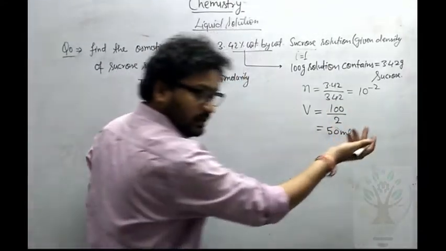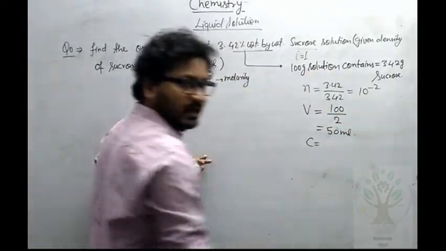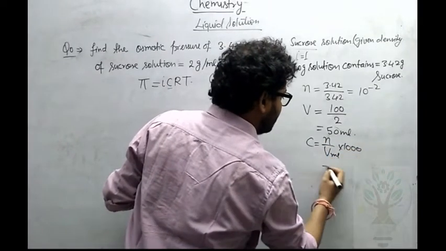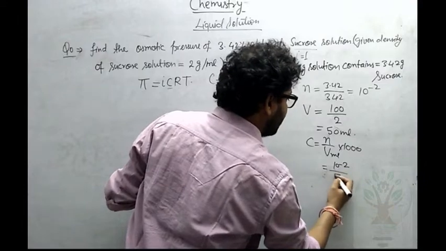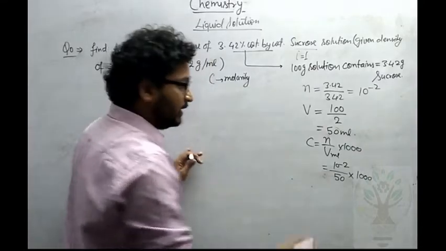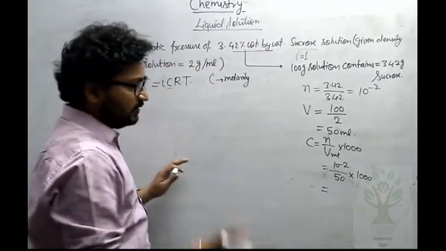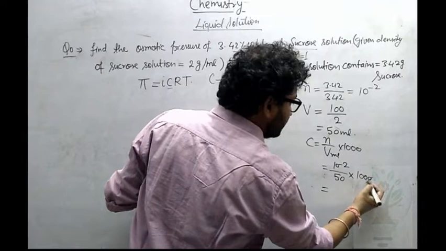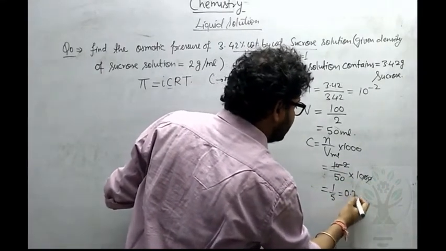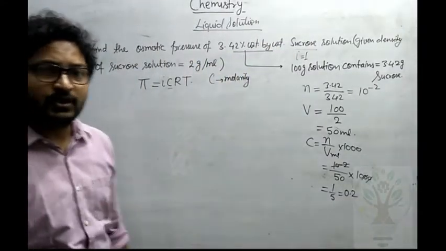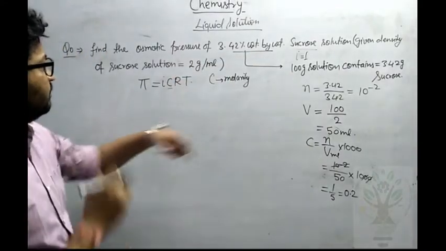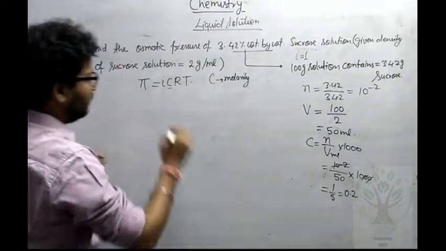Now let's find the molarity. Molarity will be moles upon volume in ml multiplied by 1000, meaning 10 to the power minus 2 divided by 50 into 1000. I hope you can see the zeros cancel out, giving 10 by 50, which means 1 by 5, which means 0.2. So the molarity of the sucrose solution is 0.2. Good. Now let's put in the formula pi equals iCRT.